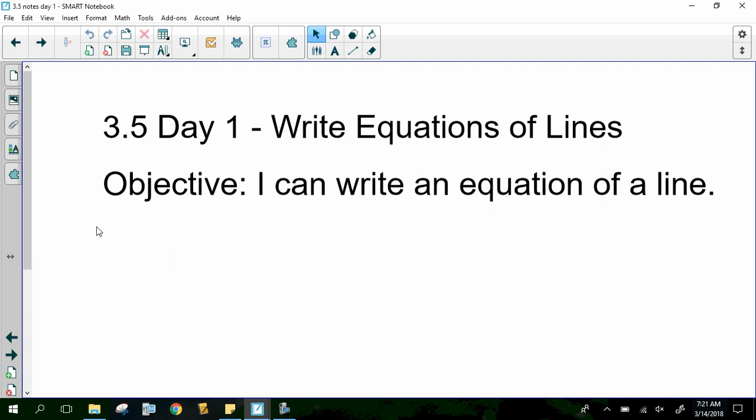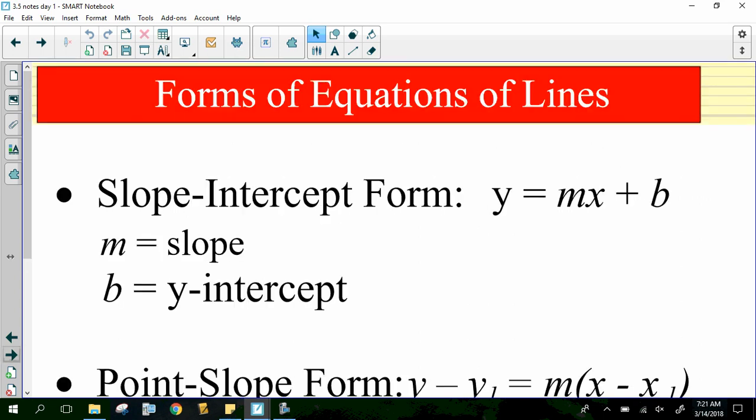Hi, today you are going to be writing equations of lines. So this is a little bit of a review from Algebra 1. So the first one is slope-intercept form. These are your forms of lines. Y equals mx plus b. That's the form that your equation should always end in. M is going to be your slope, and b is your y-intercept.